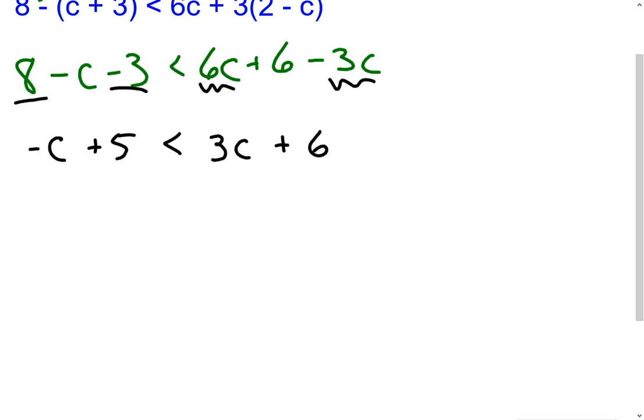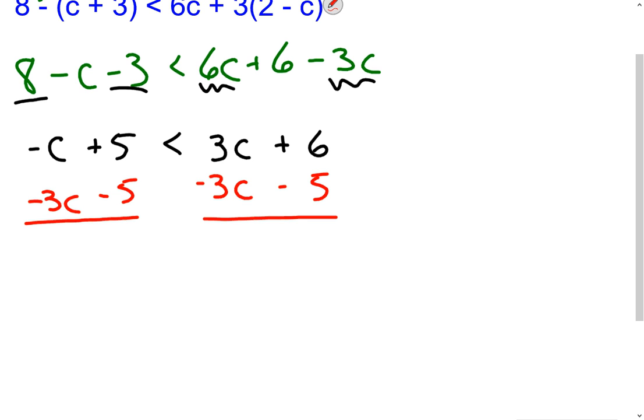The next thing I would like to do is get my c's to one side. I like to have my variables on the left side most of the time, so I'm going to move mine over here. And then I'm also going to get my constants to the right side. I'm going to do this in one step. If you'd like to do it in two, you sure can. So I'm going to go like that.